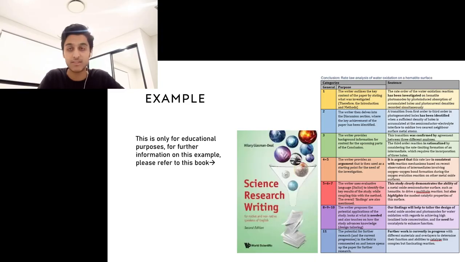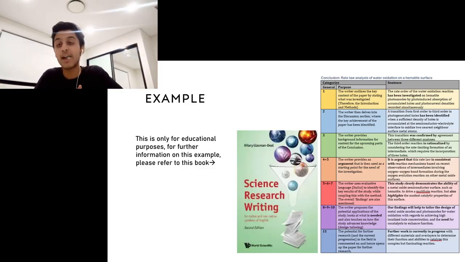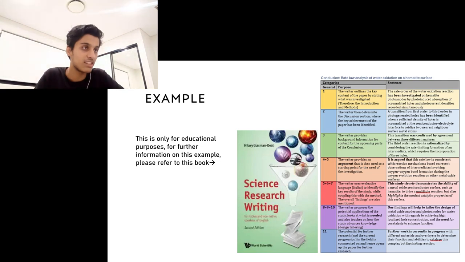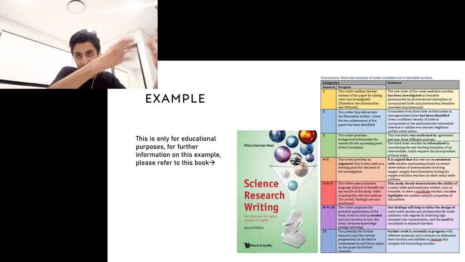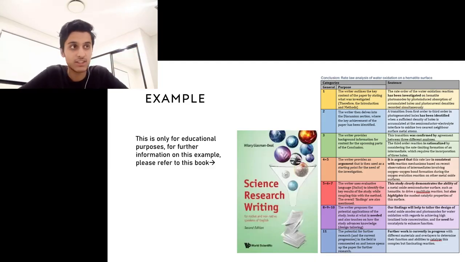So the writer provides background information for context or for the upcoming parts of the conclusion. Now in the fourth and fifth part, what they do is provide an argument that is then used as the starting point for the need of their investigation. So now they're talking about why their investigation was actually needed. It is argued that this rate law is consistent with the reaction mechanisms based on recent observation of intermediates, blah blah blah. So now they're introducing why you need to do the research.